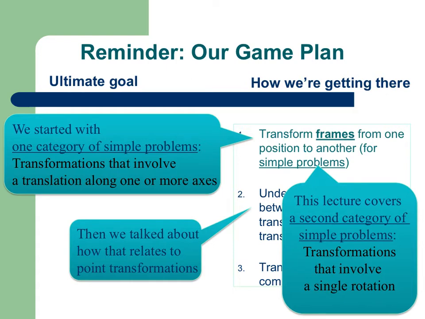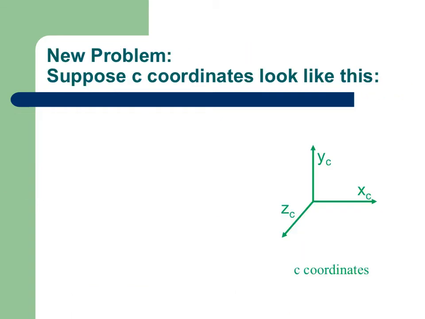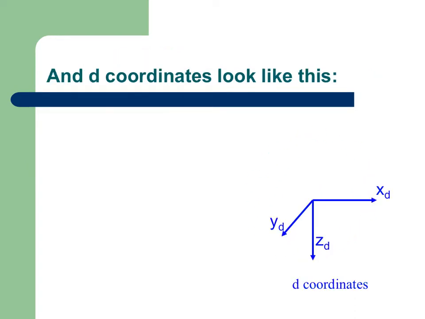We're going to continue to move there very slowly. In this lecture, we're just going to talk about what happens if you have a single rotation. So you're rotating about just one axis. So let's talk about this problem. Let's suppose that this is my C coordinate frame. And here's my D coordinate frame.